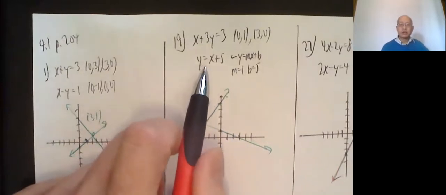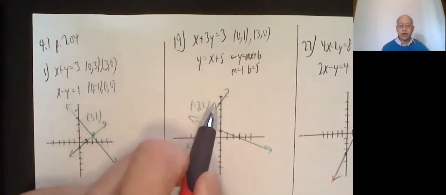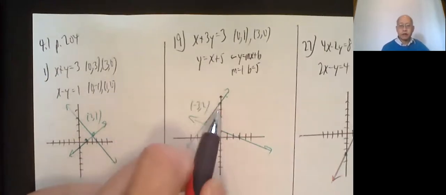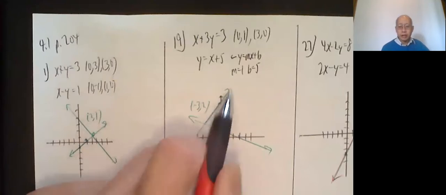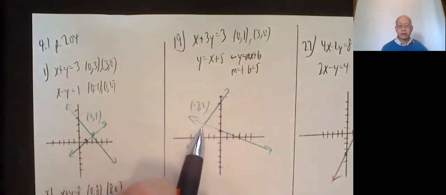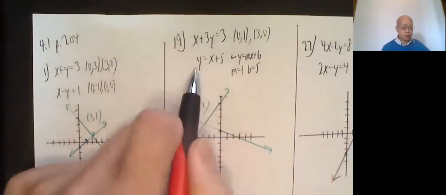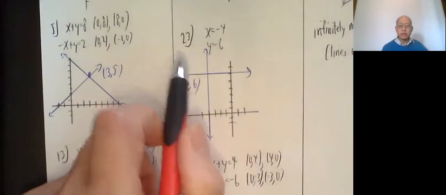This one, y equals x plus 5, I'll use the y equals mx plus b format. So the b is 5. 1, 2, 3, 4, 5. Slope is 1. So over 1, up 1, and connect with that line. I read where they touch to be about negative 3, 2. And when you plug in negative 3 and 2, you get a true statement. So that's a way to double check.